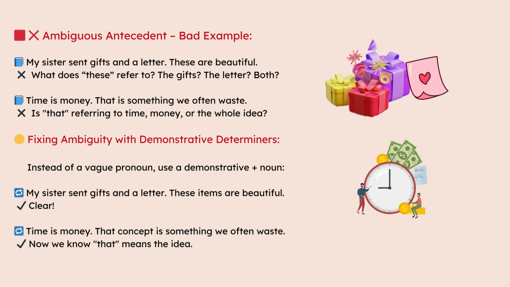Let's fix this problem using demonstrative determiners. That means using a demonstrative plus a specific noun. My sister sent gifts and a letter. These items are beautiful. Check. Now it's clear we mean both. Time is money. That concept is something we often waste. Clear. Now we know that refers to the entire idea. Always aim for clarity, especially when pointing to more than one thing or a whole idea.